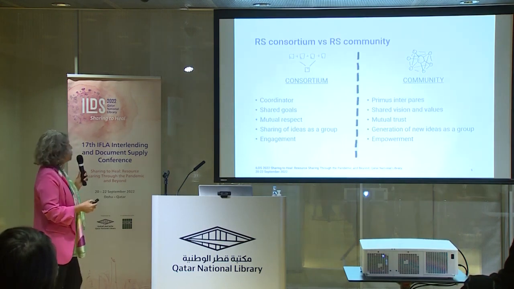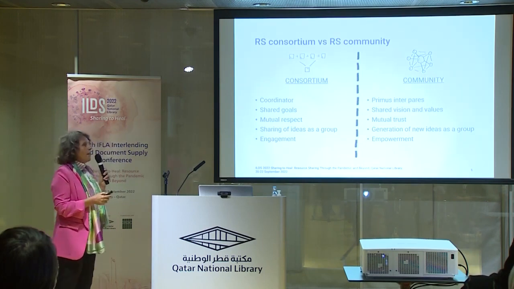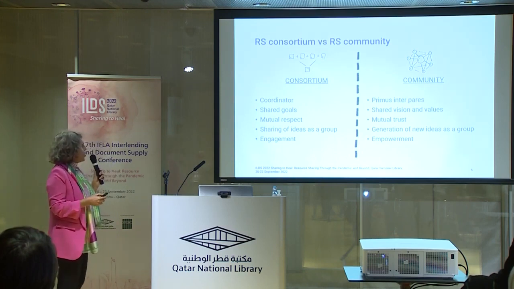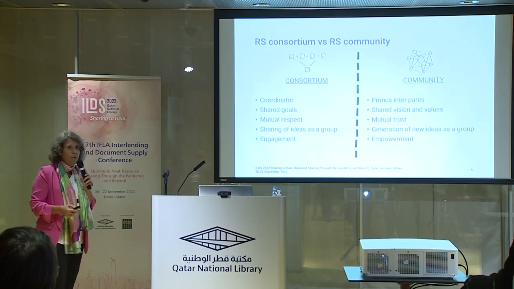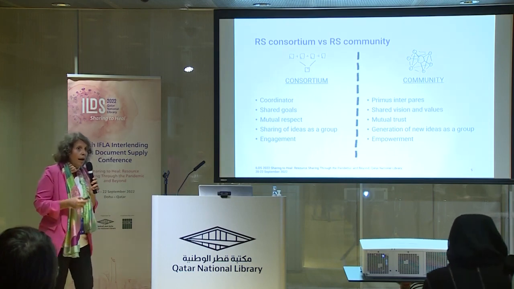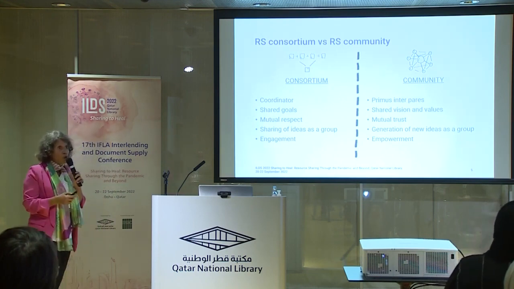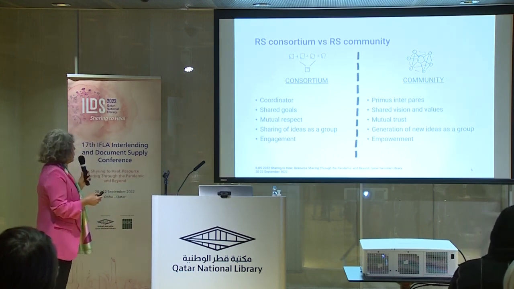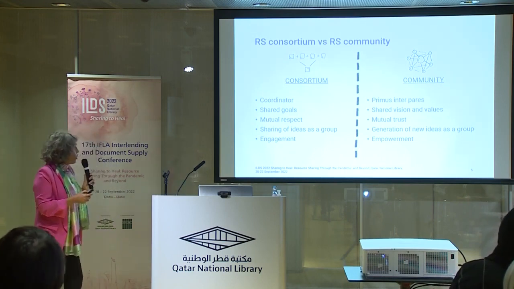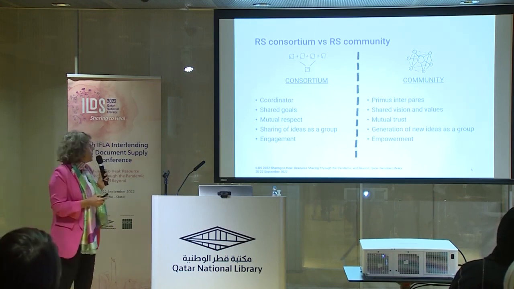So the difference between consortium and community, I'll go quick. There's not a hierarchical coordination, but the coordinator is more a primus inter pares. It means he's a member of the community at the same level as the other members, but he acts as a coordinator. There are not only shared goals, but shared vision, shared values, mutual trust, not only sharing of ideas as a group, but generation of new ideas as a group. Not only engagement, but empowerment.